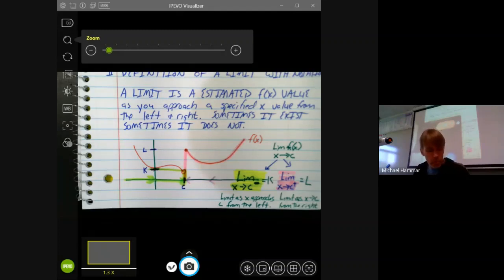So when I approach the function from the left, it has one value. Okay, so its limit is one value. And when I approach it from the right, its limit is another. But the key thing I need you to understand with this definition is that it's not the x value. It is the y value as you approach from the left and the y value as you approach from the right.